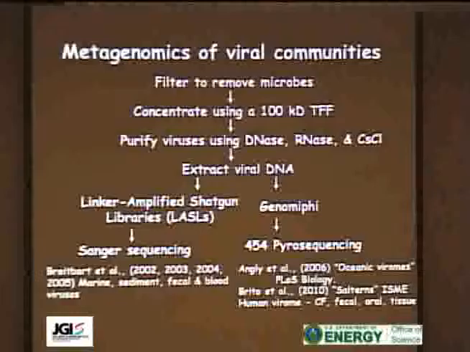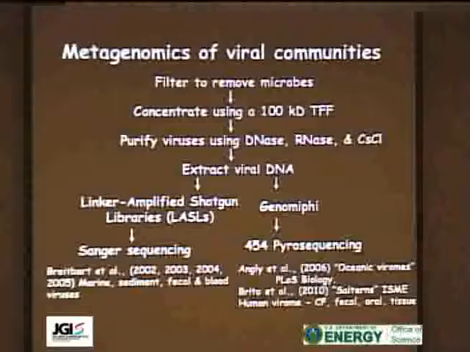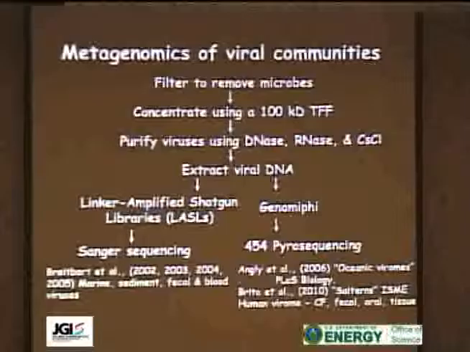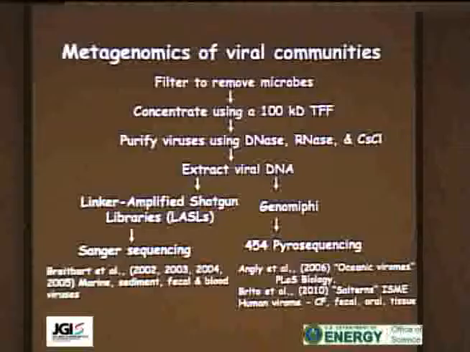And our basic protocol, if we're doing an aquatic system, for example, is we'll filter out the microbes. We concentrate the viruses on a 100 kD filter, and then we go through all these steps to purify them. So we DNase, we RNase, and then since a lot of the free environmental DNA is not sensitive to DNase, we actually use cesium chloride. That works well for viruses because they're about half DNA and half protein, so they go to a particular place in the cesium chloride gradient. Extract the viral DNA, and then depending on what part of the decade we're talking about, we would either sequence them with Sanger or with 454 sequencing. And we've done this all over the place.